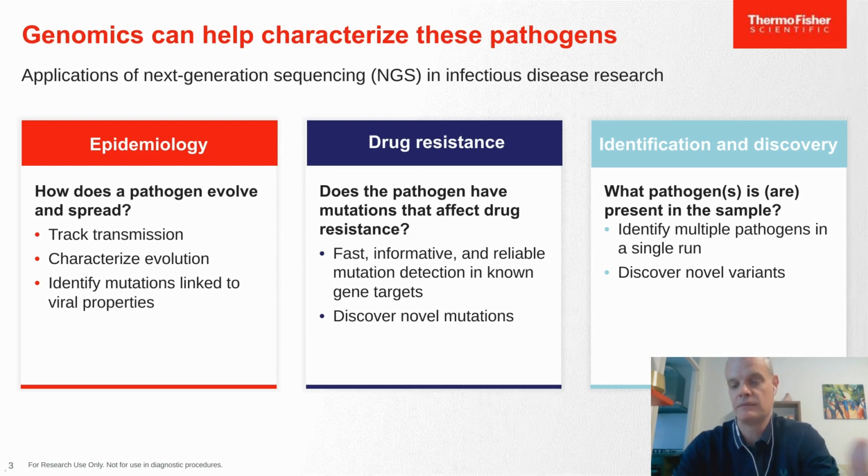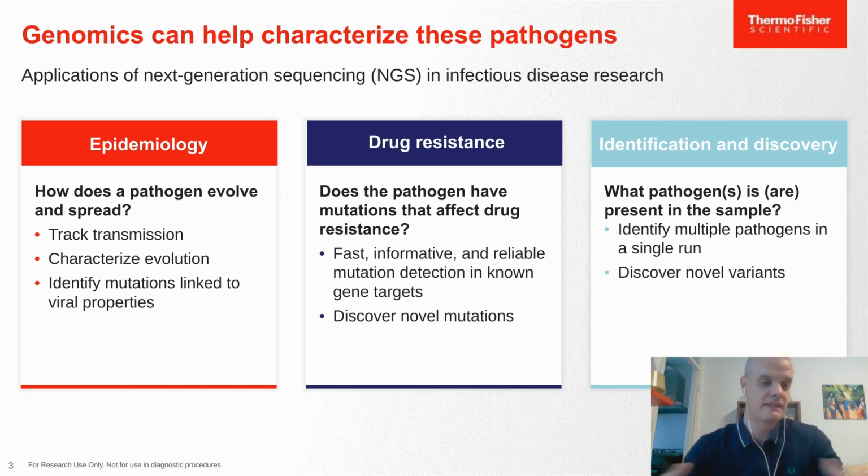And finally, but not least, identification and discovery. So what is the pathogen? What are the pathogens that are present in a certain sample, in a certain specimen? So identify multiple pathogens in a single run, maybe without having to isolate those pathogens or to give too much care in the experimental part to what the host genome is. And again, here, discover novel variants.